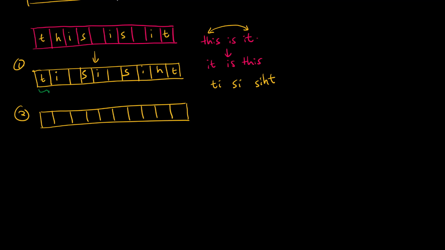For each of these words, how do you know that you get to a word? When you get to a space. Once you get to a space, you know that you finished a word, and then you can reverse the word. So we will write a reverse function that we will reuse in all these reversals. This part becomes "it", this part becomes "is", and of course this becomes "this".